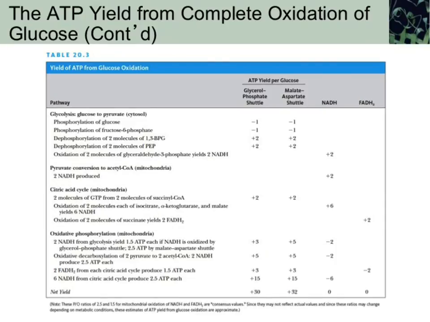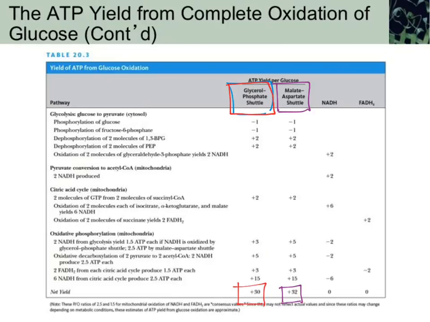If we follow along the glycerol phosphate shuttle, this is a nice table because it's got all sorts of information on it, but the big conclusion is right there at the bottom. You're looking at the official yield for ATP from beginning to end. Pretty similar. Very, very similar, but not the same.